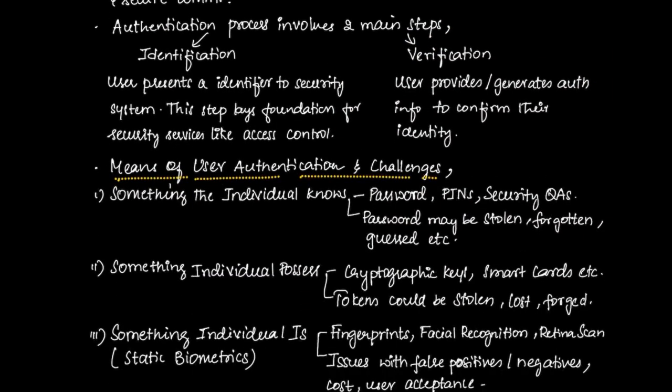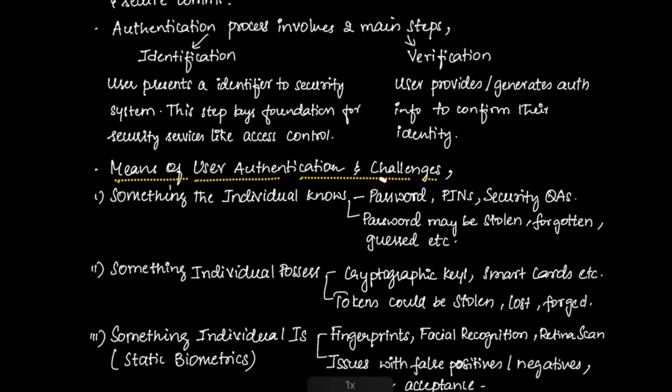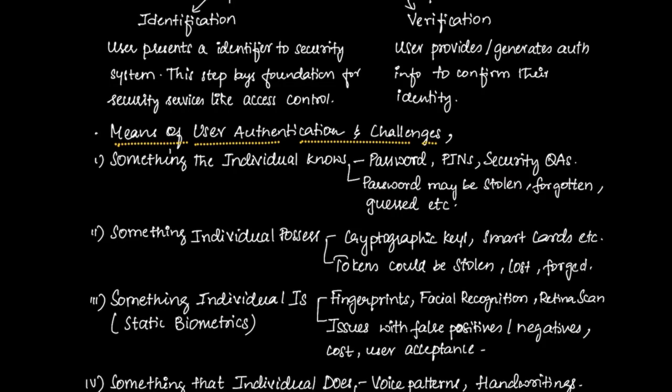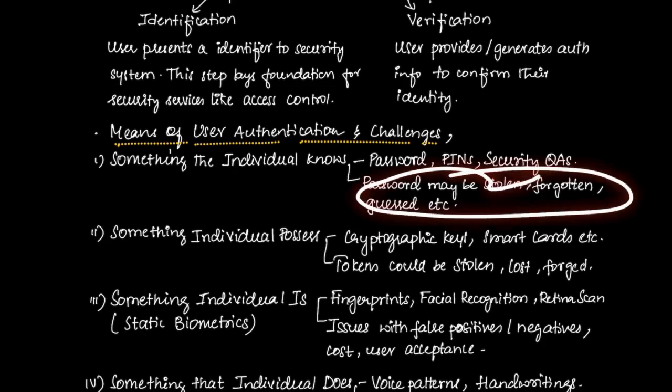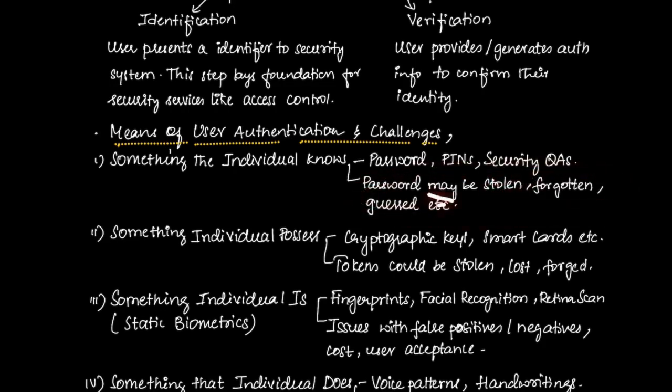Next, we have means of user authentication and challenges. Looking at the means of user authentication, there are four general methods which may be combined for enhanced security. First one is something the individual knows. The individual could know a password, PIN, or security questions. Here the challenge is the password may be stolen, forgotten or guessed. There are chances where the password could be forgotten by the user or guessed by a third person or the attacker.